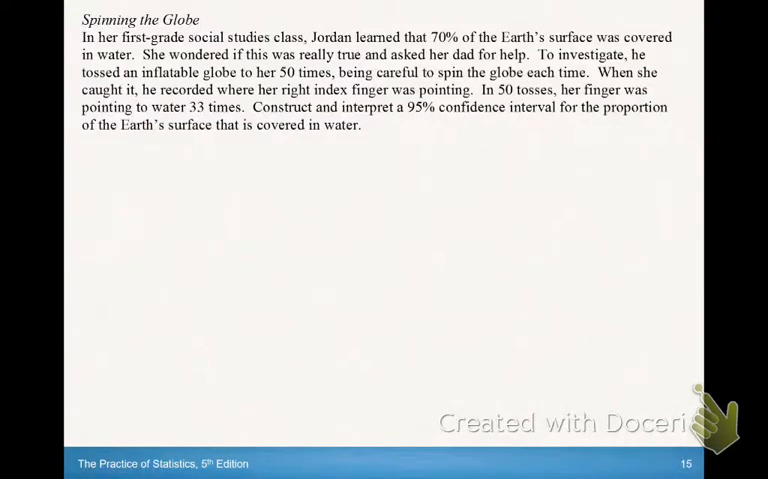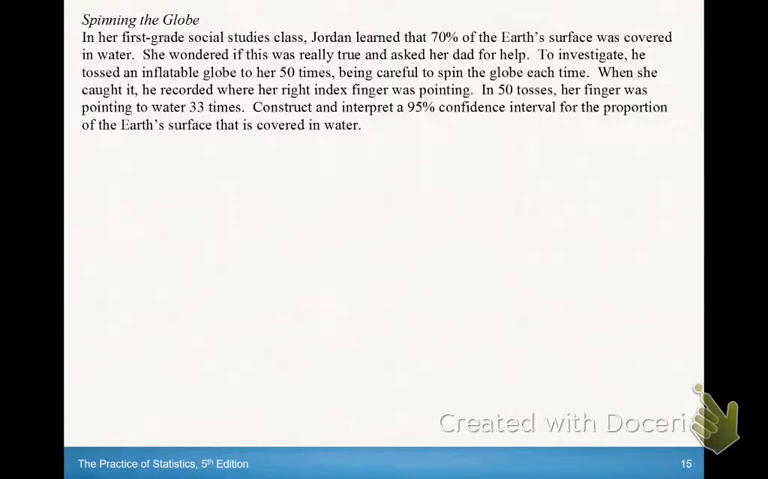So here we go. Let's do a problem where we're completing all four steps. In her first grade social studies class, Jordan learned that 70% of the Earth's surface was covered in water. She wondered if this was really true and asked her dad for help. To investigate, he tossed an inflatable globe to her 50 times, being careful to spin the globe each time. When she caught it, he recorded where her right index finger was pointing. In 50 tosses, her finger was pointing to water 33 times. Construct and interpret a 95% confidence interval for the proportion of the Earth's surface that is covered in water.